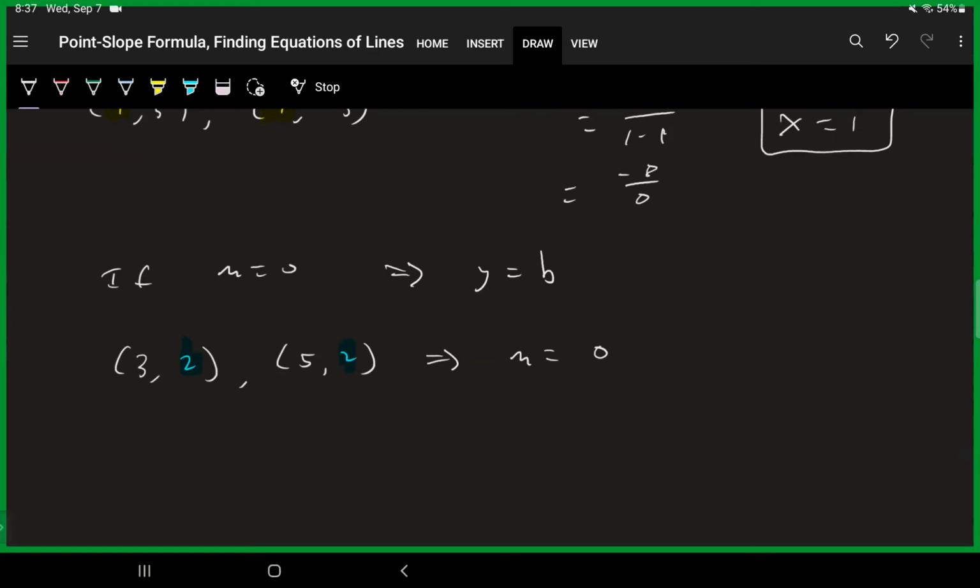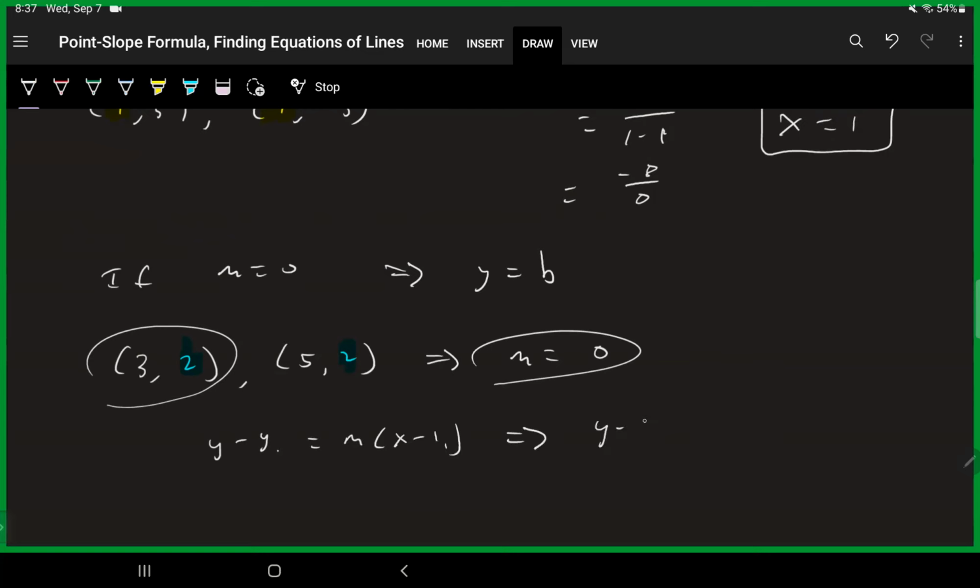But if I want to plug and chug, let's pick that point right there with my slope of 0. Y minus y1 is m times x minus x1, and that gives me y minus 2 is 0 times x minus 3. 0 times x minus 3 is just 0. And if I clean this up, that's going to give me y equals 2 with just a little bit of work. But if you recognize that either your x value or y value aren't changing and you're given 2 points, you should be able to come up with the equation just by looking. That's if you choose to do it that way.